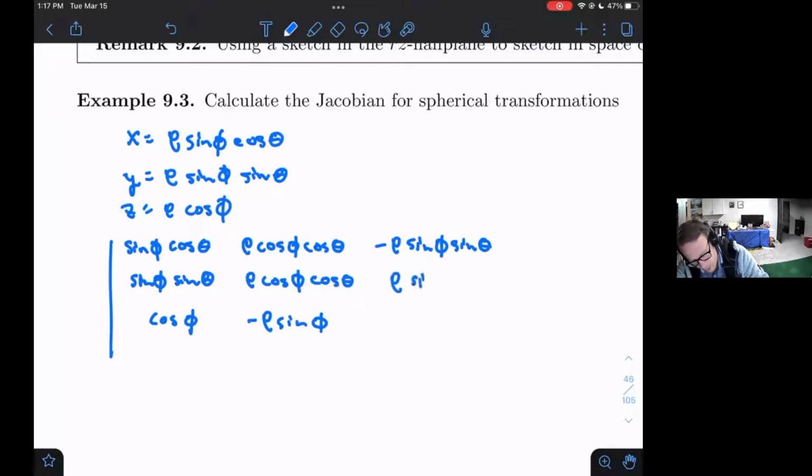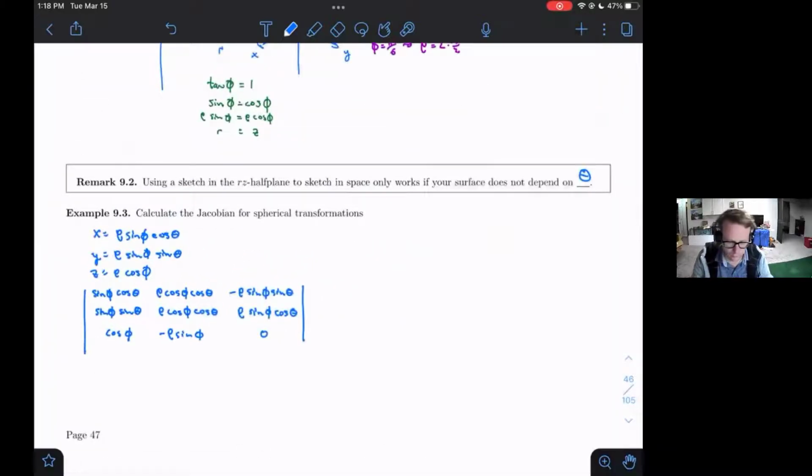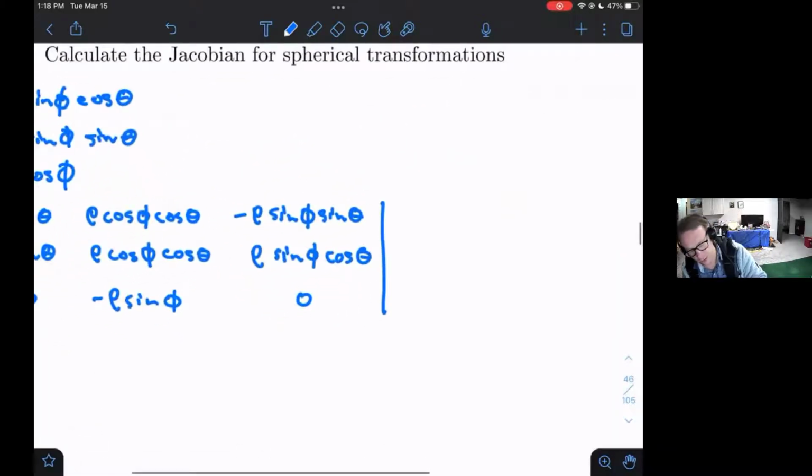Positive rho sine phi, and the derivative of sine is cosine theta. And finally, there are no thetas, so the derivative is going to be 0. It's constant with respect to theta there. All right, so now I've set up my Jacobian.